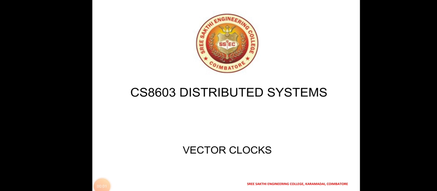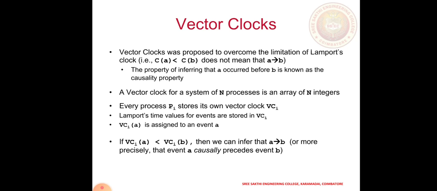Hi to all. Today we are going to discuss the topic called vector clocks in distributed systems. This vector clock is very important. Here also we have to maintain the clock synchronization. As we discussed in the topic called Lamport's algorithm, C of A should be less than C of B. That means A tends to B, that means A should be smaller than the B value.